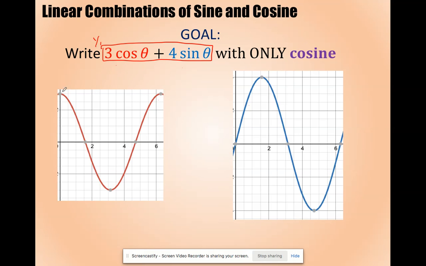But before you do, I want you to think about, this is certainly 3 cosine theta with a sinusoidal axis at 0 and an amplitude of 3, no phase shift. Here is 4 sine theta with an amplitude of 4, no phase shift. Both of them go from 0 to 2 pi. Now I want you to think about putting them together.